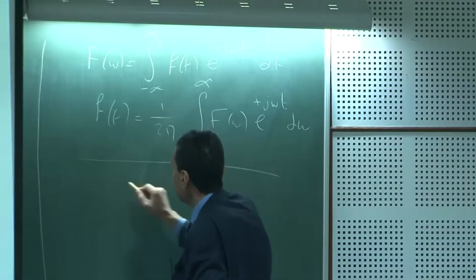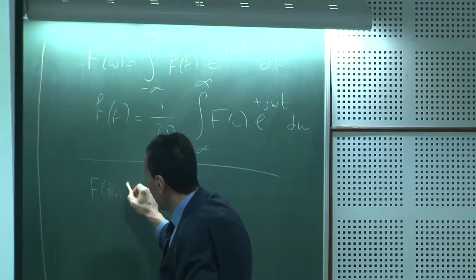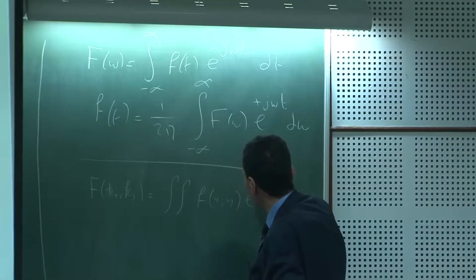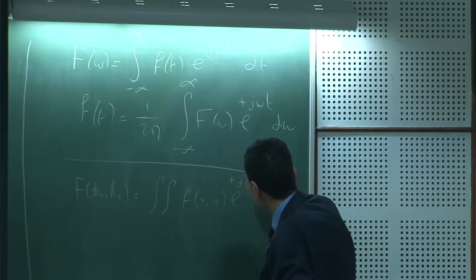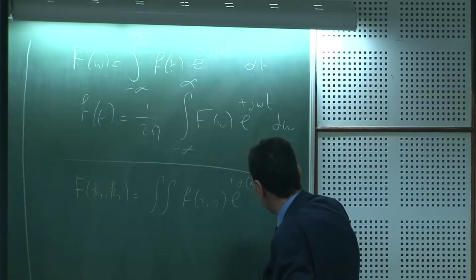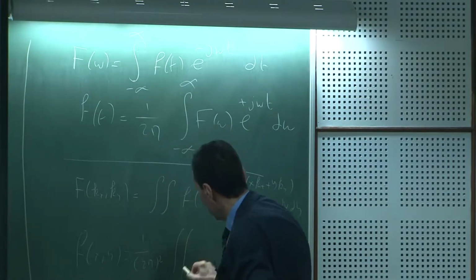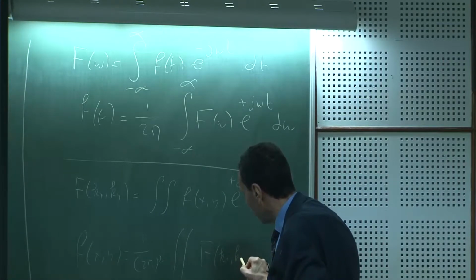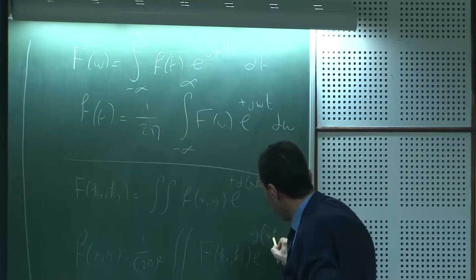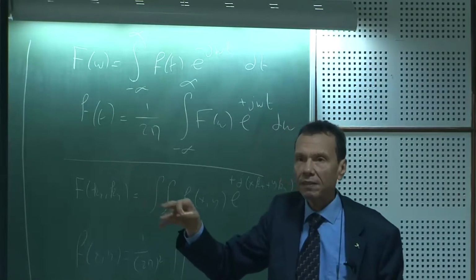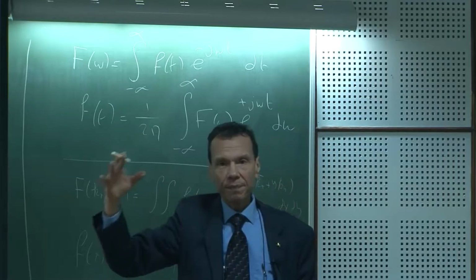So you have, say, F(kx, ky) is the double integral of f(x, y). Actually, it is here plus, e^(∓j(x kx + y ky)) dx dy, and f(x, y) is 1 over (2π)² integral of F(kx, ky), and you have here e^(-j(x kx + y ky)) dkx dky. Okay, this is the one-dimensional temporal spectral, and this is the two-dimensional spatial spectral.